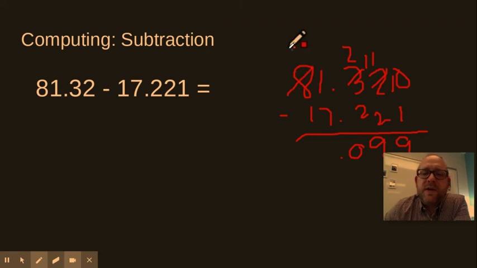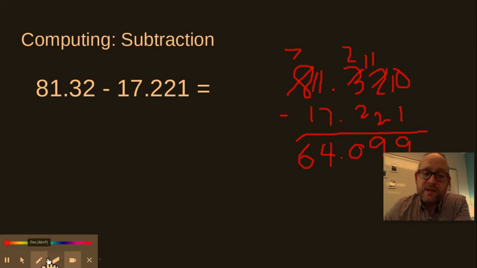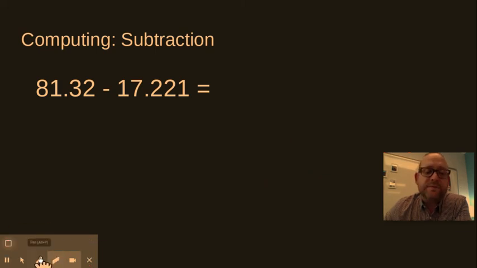Can't do 1 minus 7. We're going to have to borrow again. Man, Mr. Lambert, didn't think this one through. That's a lot of borrowing. 11 minus 7 is 4. And 7 minus 1 will give us 6. And again, I can tell this one's fairly reasonable because this is a number right around 80. And if I were to subtract 20 from 80, I would have something around 60. And because this is a little less than 20 that I'm taking away, my answer should be a little more than 60. So 64 and 99 thousandths is a very reasonable answer. All right, moving on.